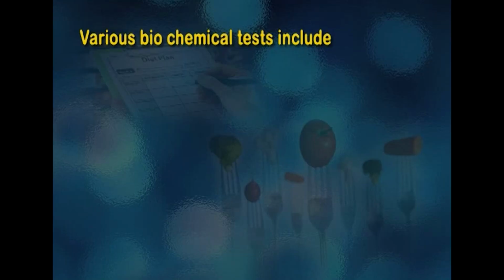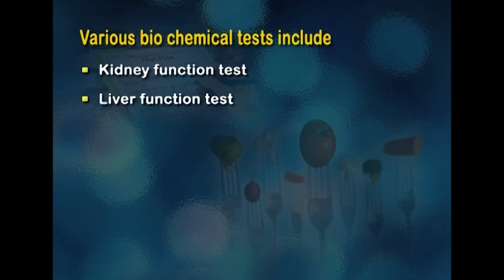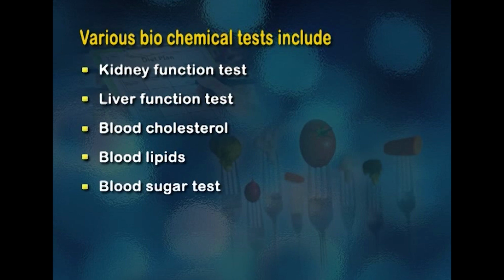The biochemical assessment includes both blood as well as other biochemical tests. Blood tests like hemoglobin, urine and stool examination. Then the various biochemical tests include the kidney function tests, the liver function tests, the blood cholesterol, blood lipids, the blood sugar tests, etc.